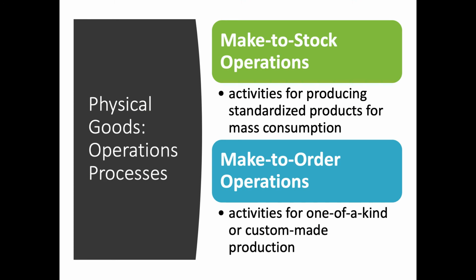Now, when we are talking about the delivery, the production of physical goods, we have at least two distinctions to make here. You can see that producing goods can be made-to-stock operations, which of course accounts for the great volume of mass-produced goods. You see it defined there: activities for producing standardized products for mass consumption, which is distinguished from made-to-order operations, activities for one-of-a-kind or custom-made production. So that's the big distinction the text will make with regards to operations producing physical goods.